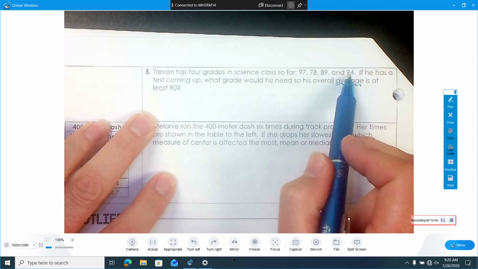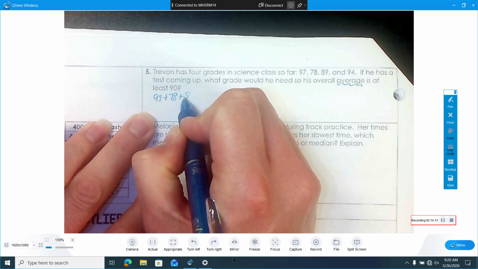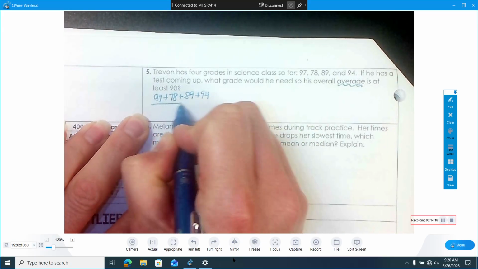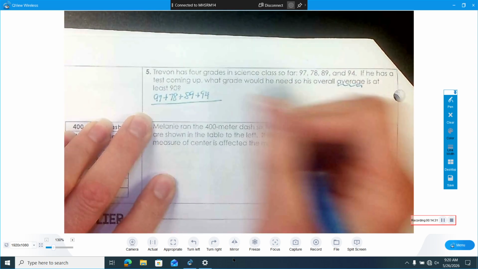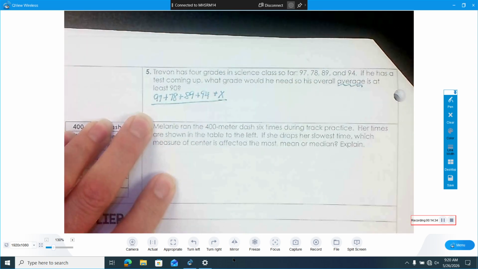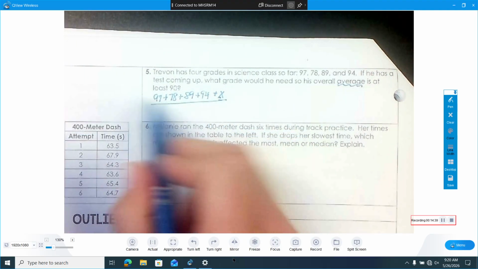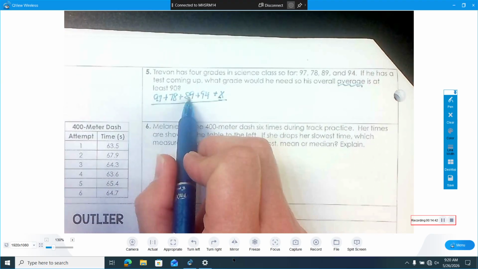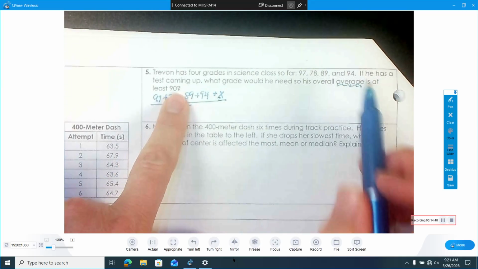Well, we've got some test scores here, so we're going to add these all up. 97 plus 78 plus 89 plus 94. But we want to know what his average will be after his next test. Do we know what his next test score is going to be? No, what can we call that? A variable. Can I call it X? So his next test is going to be a score of X, all right? And how many tests do we have then in our grade book? 5, so we're going to divide by 5. And we want that so that his average is at least 90.